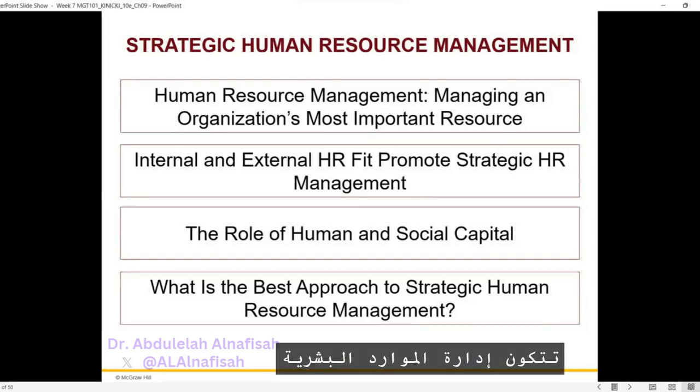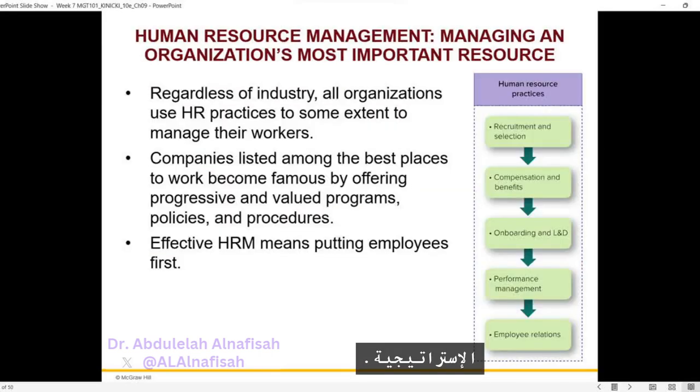Strategic human resource management consists of the process of designing and implementing systems of policies and practices that align an organization's human capital with its strategic objectives.